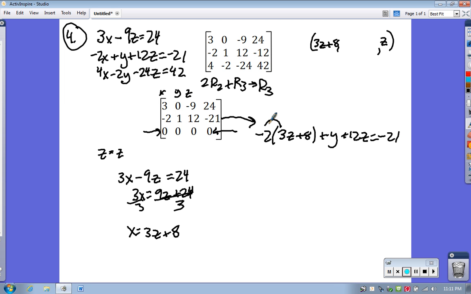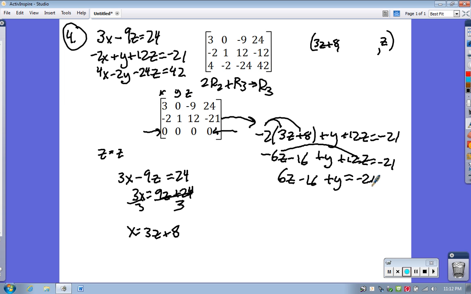So first off, I'm going to distribute this -2: -6z minus 16 plus y, plus 12z equals -21. I'll combine some like terms over here. This gives me a 6z minus 16 plus y equals -21. Subtract 6z from both sides, I get -6z. Add 16 to both sides. -21 plus 16. Let's see, what is that? 5? -5.